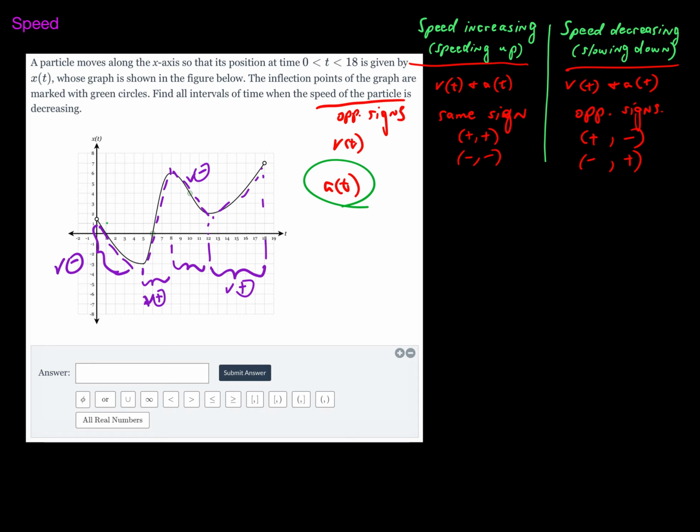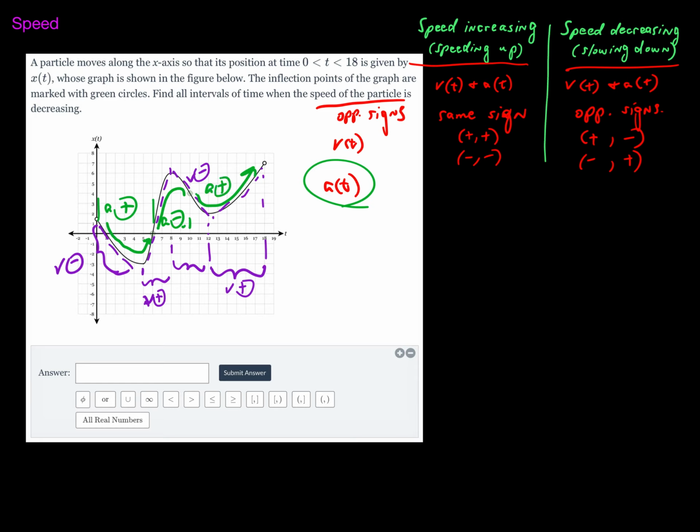A of t, well, here's the point of inflection. It's curving upward, so in this interval, A is positive. And then from this one to this one, this interval, A is negative. And then from that point of inflection going up to this point, A is positive.